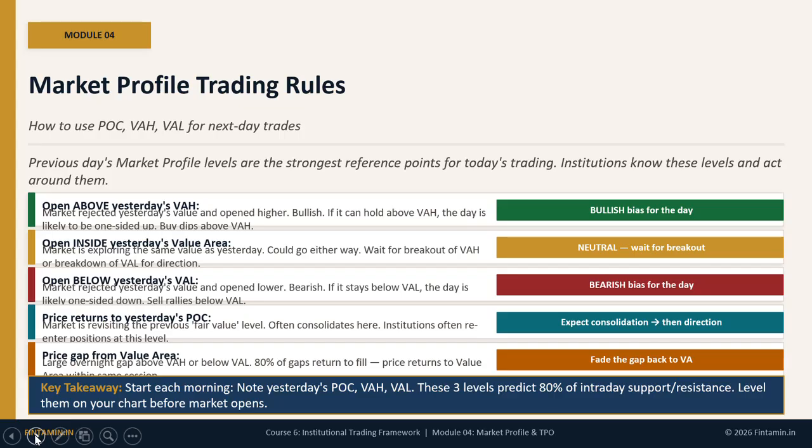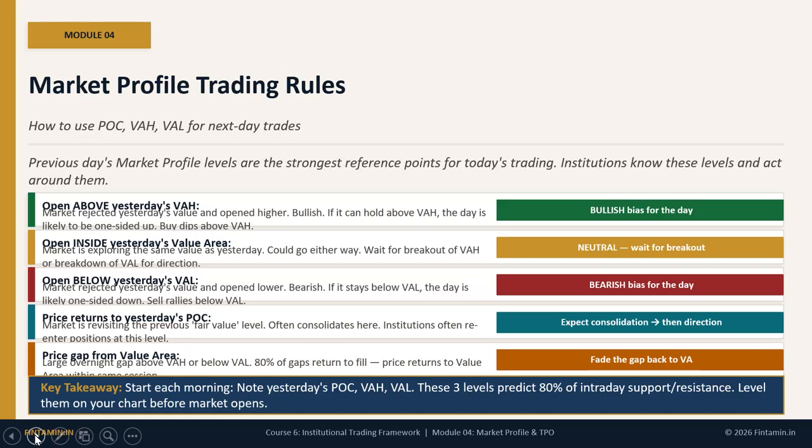Rule number 2. If today opens inside yesterday's value area, market is exploring the same value as yesterday. Direction unclear. Wait for price to break out of the VA before committing. Rule number 3. If today opens below yesterday's VAL, bearish, sell rallies that fail to reclaim VAL.